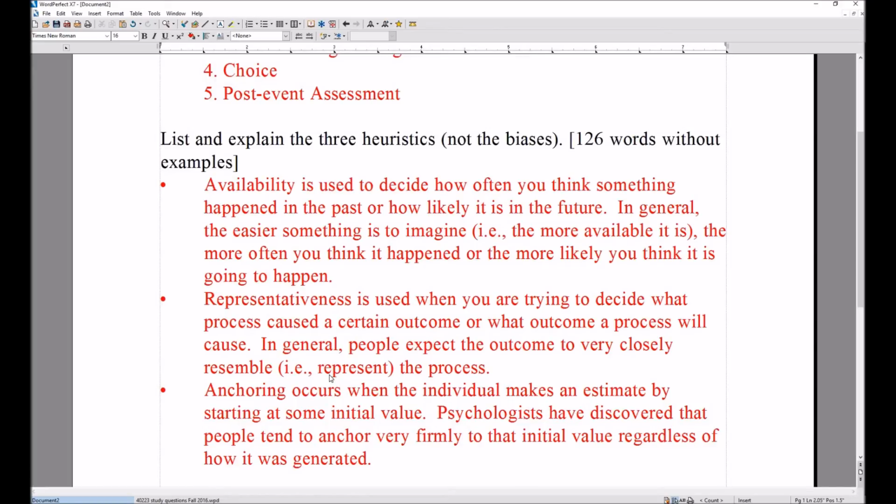But let me tell you about availability. With availability, remember, the idea is that you believe that an event is more likely or happened more often in the past if it's easier to picture. Here's the problem. There are things that make stuff easier to picture that have nothing to do with how likely they are. Especially, for example, if they were very dramatic. Something that's very dramatic really sticks out in your mind and is easy to recall. Therefore, it seems more probable than it really is.